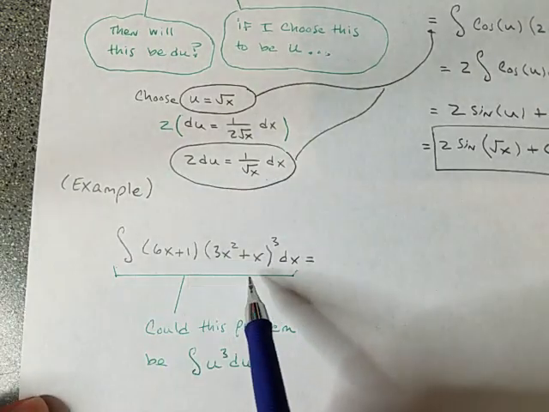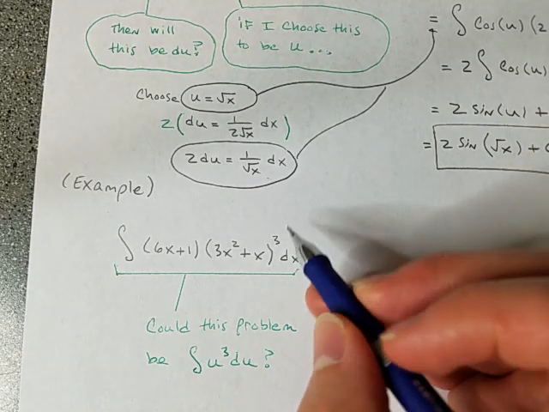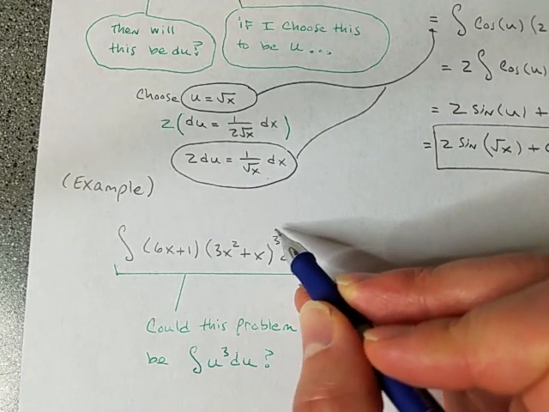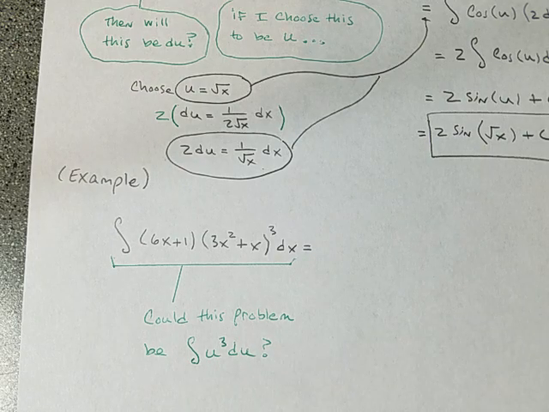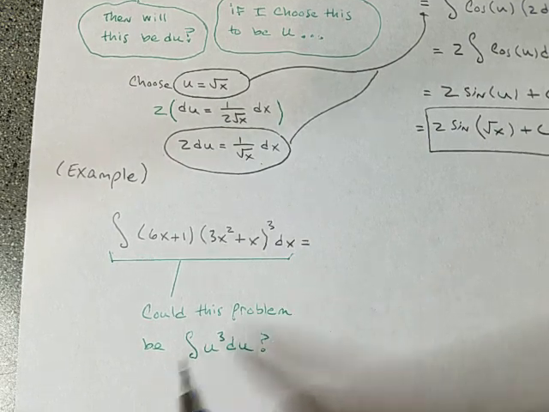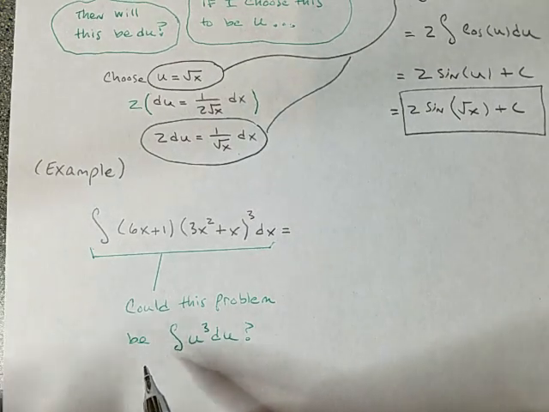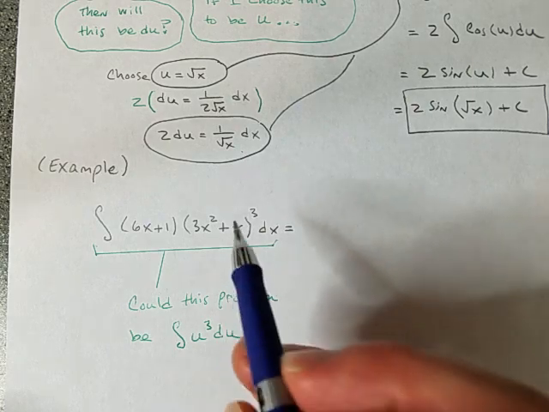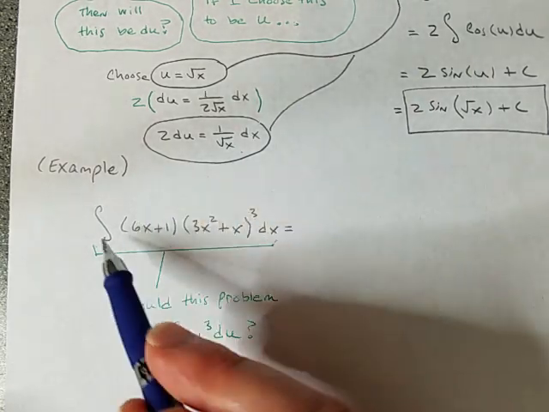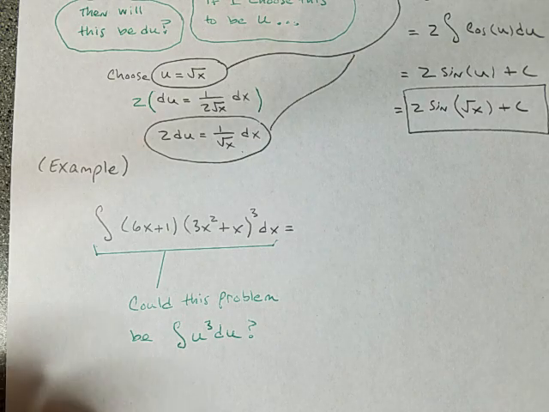If there's a way to work this, there has to be some kind of formula for doing it. So somebody might think, see that power right there? Maybe that means that ultimately it will reduce to u to the third power. Could this problem be reduced by substitution of u somehow, u to the third power du? Could it be like that? Does the form and the shape and the way this looks suggest that?